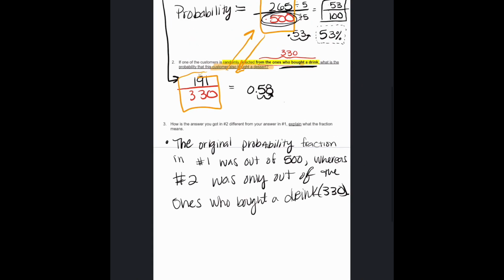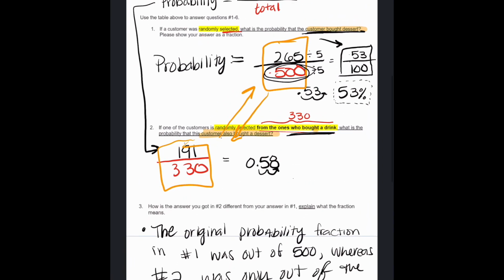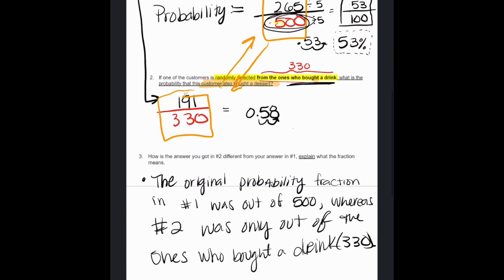I do highly encourage you to use your own words. But basically what we're saying here is that in this first one, when they randomly selected, they didn't specify randomly selected only from this group. They just said they randomly selected. That's why they randomly selected out of 500. Whereas in this one, they randomly selected only from the ones who bought a drink. So that's why this is our number here at the denominator.